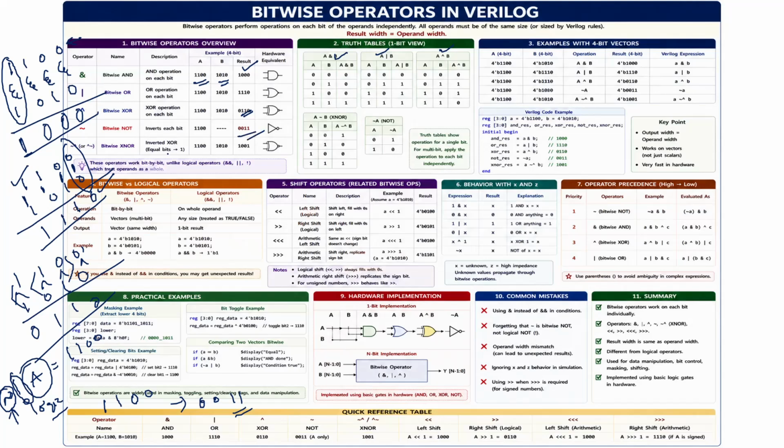And then inverted XOR. Inverted XOR means XNOR. XNOR means, whatever values you are considering, suppose 1100 and 1010 you are considering.